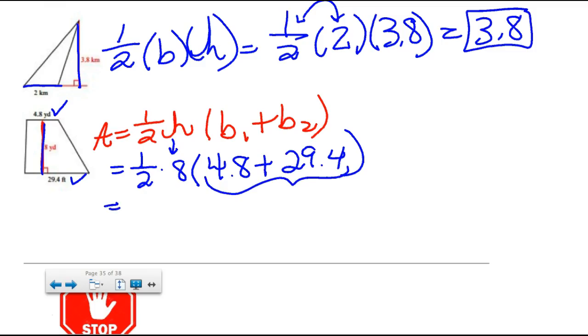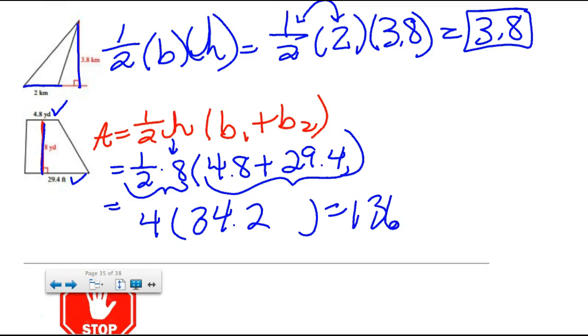All right, and in front of the parentheses, I really have a 4, so I really didn't need to go to my calculator right away. I can do some of that in my head. I'm really going to have 4.8 plus 29.4, which gives me 34.2, and then times 4. And I've got 136.8 square feet. And I'm done.